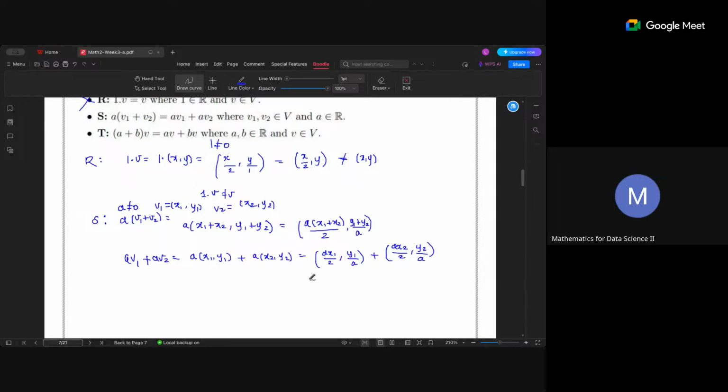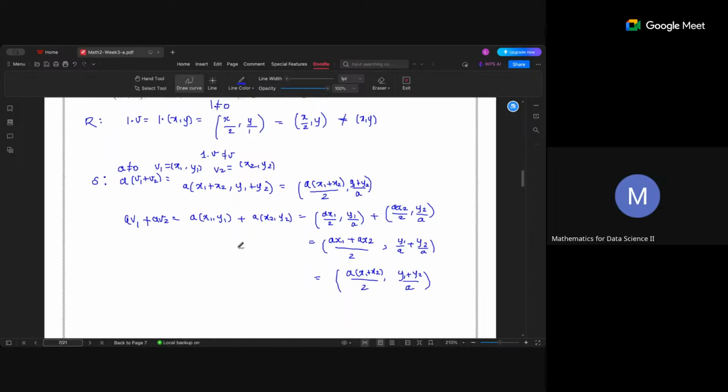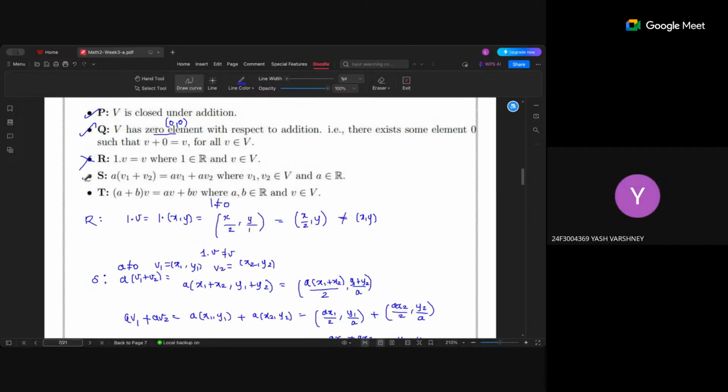Now when we add them up, you get (ax1 plus ax2 by 2, y1 by a plus y2 by a). If we simplify it further, you will get a times of (x1 plus x2 by 2, y1 plus y2 by a). Right? And you see that these two terms are equal. Same. So your LHS is equal to RHS. So S is true or not? It is true, ma'am.